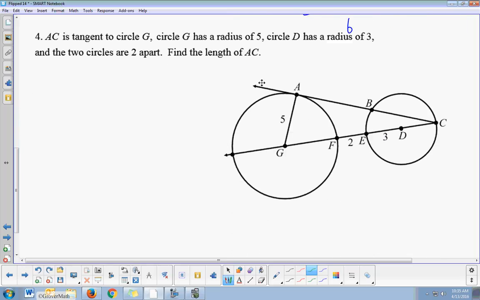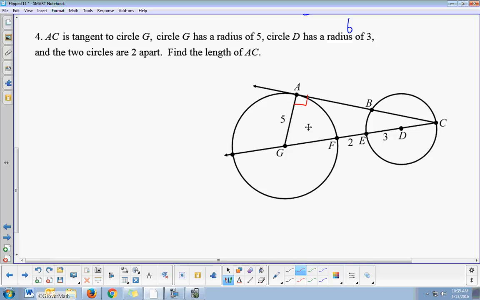AC is tangent to circle G, but not circle D. Circle G has a radius of 5, shown here. And circle D has a radius of 3, shown here. And the two circles are 2 apart. Find the length of AC. Okay, a couple of things.